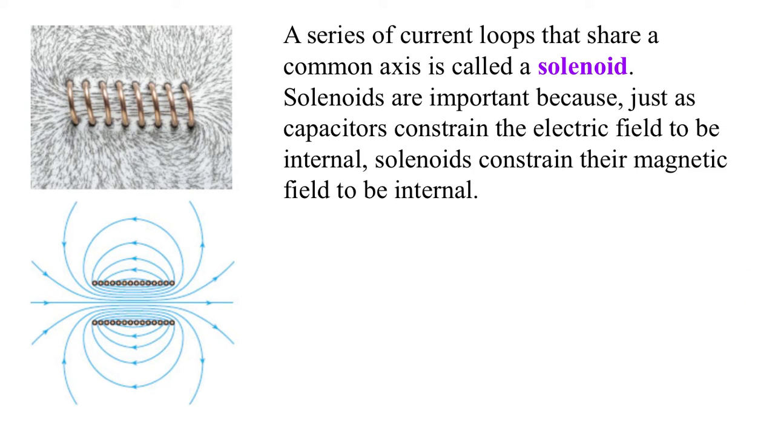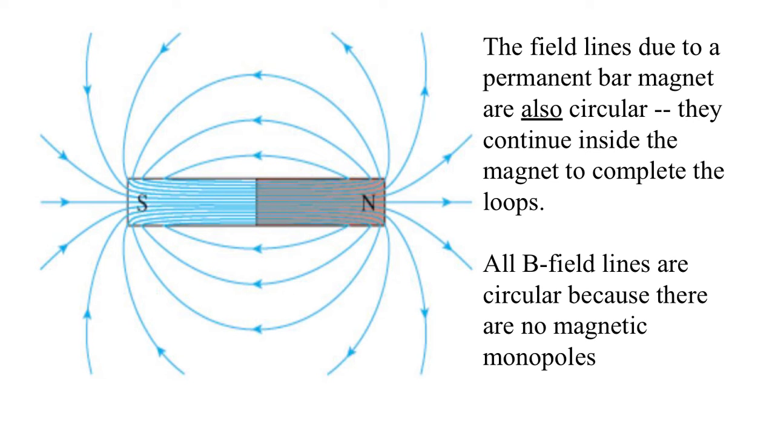All right, a series of current loops that share a common axis and are relatively tightly packed is called a solenoid. Solenoids are important because just as capacitors constrain the electric field to be internal, solenoids constrain the magnetic fields to be internal. They are the magnetic counterparts to capacitors, and we can see the field for them is very much concentrated inside and much weaker outside. And again, we'll come back and talk about that in more detail a little bit later.